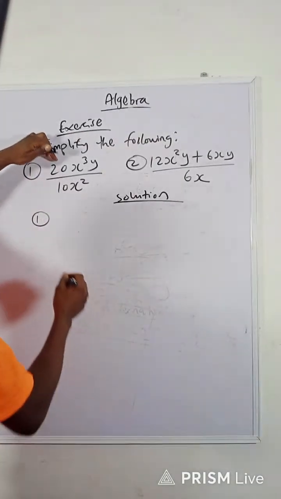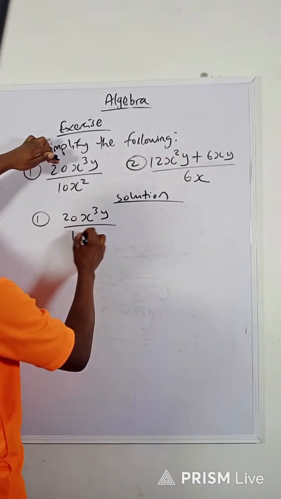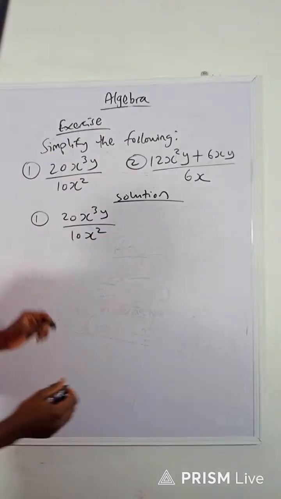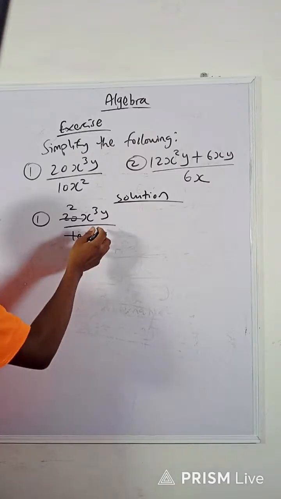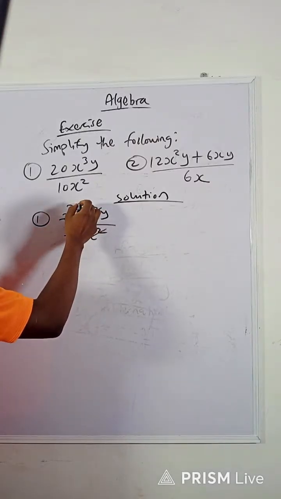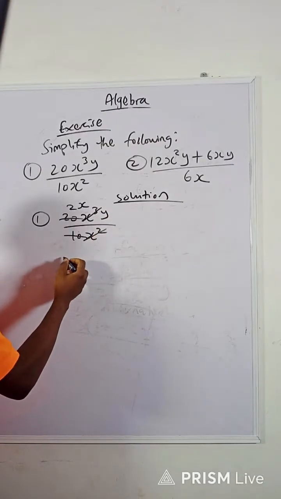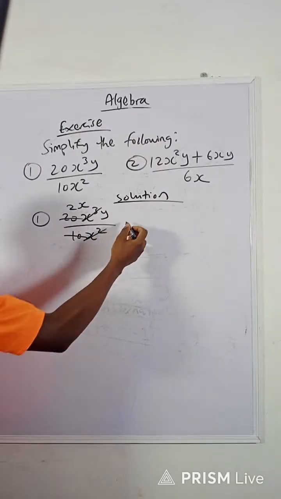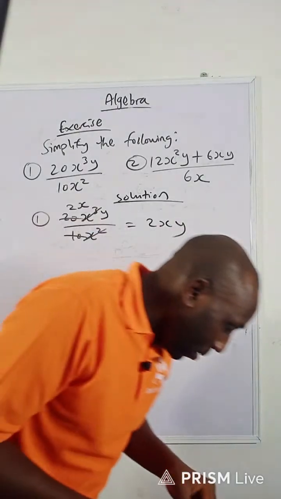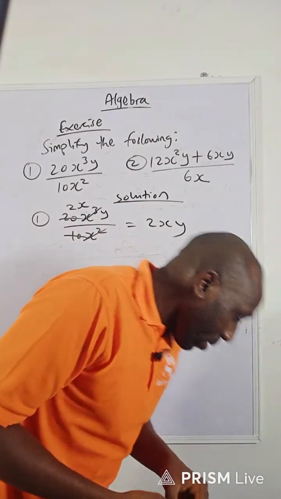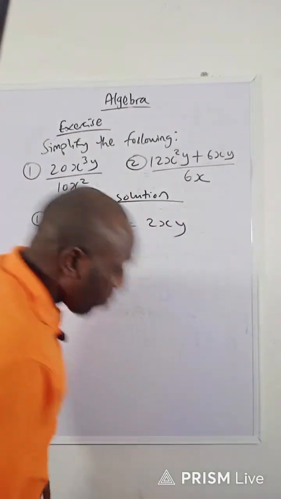So let's start with the first one. 20x cubed y over 10x squared. Like I explained before, 10 goes into 20, that's 2, all right? Then x squared goes into x cubed, you have just x. So what do you have left? 2xy. So that's 2xy, and that is the answer.